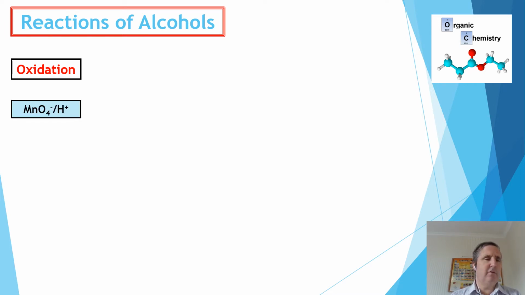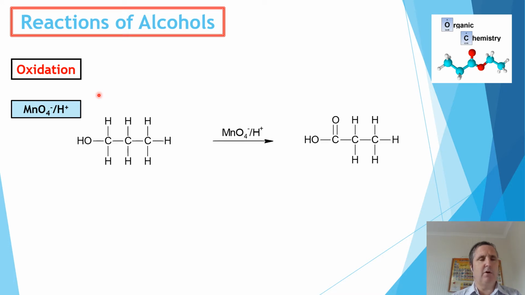The first reagent is permanganate, and it's acidified. The permanganate is MnO4-, and the H+ is the acid that's been added, which is why it's called acidified permanganate. So we're going to add acidified permanganate to an alcohol, a primary alcohol.